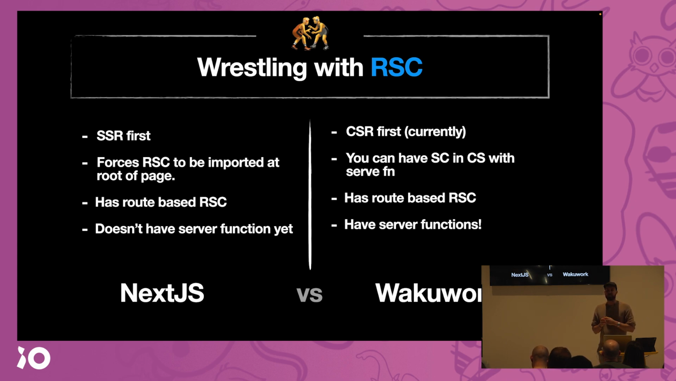In Next.js, you are forced to import your server components at the root of your page, so you have to import it and pass it by prop. But in Waku, you can import it wherever you want. There is a function called serve, and you can say, serve this component, and it will be available as a server component. Both of them have route-based RSC, which means if you use some server component in some route, that route is responsible for this server component. I will explain this, maybe it's confusing.